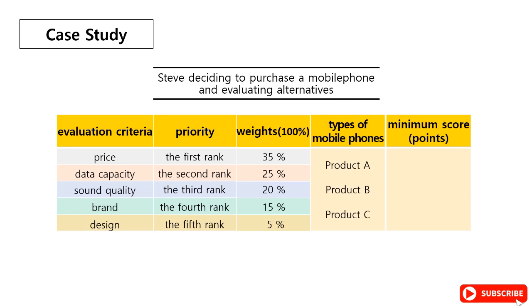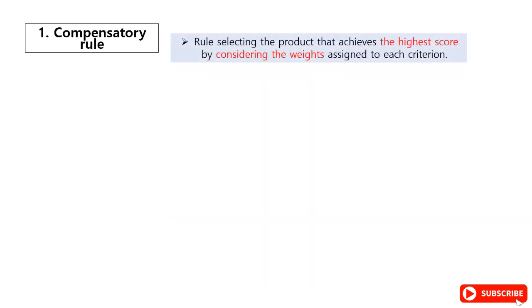The perfect score is 10, and the minimum score, or the cutoff score, for all criteria is assumed to be 5 out of 10. First, let me explain the compensatory rule. The compensatory rule involves selecting the product that achieves the highest score by considering the weights assigned to each criterion.